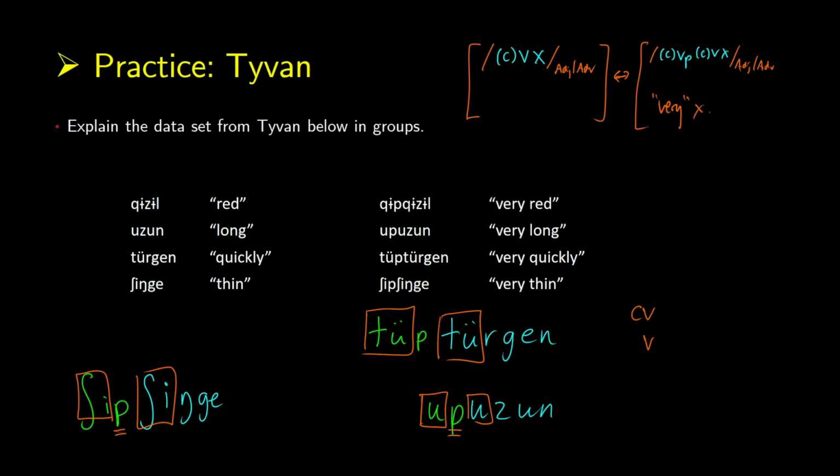So whatever X is, we're going to get very X. So as we can see here in our form, we're just going to reduplicate the first two sounds. If there's a consonant, we'll reduplicate that. If there's not, we'll ignore it. And then we're going to add a P in the middle of that. And that's going to be able to give us all of the forms that we have below.